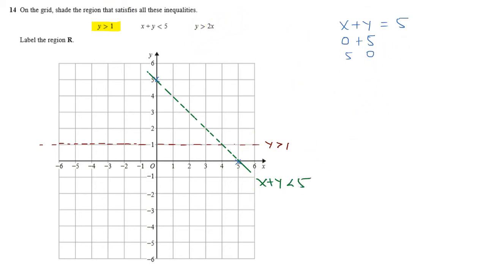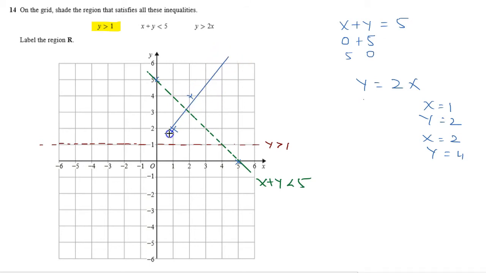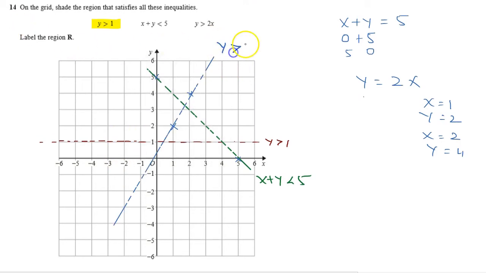Y is greater than 2x. So I can write this as y is equal to 2x. So if x is 1, y is equal to 2. If x is 2, y is equal to 4. So this is the line. So this line is y is greater than 2x. Label the region R.